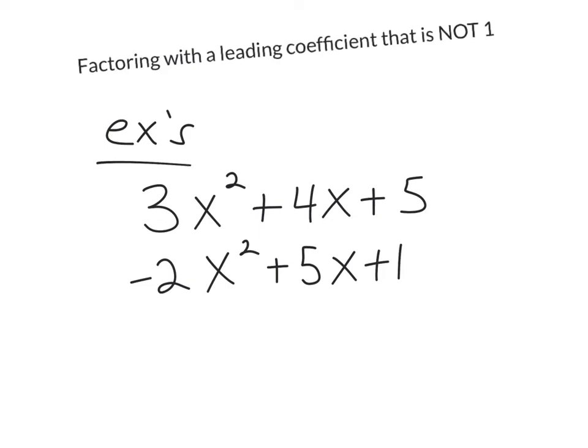Here we're going to talk about factoring quadratics when the lead coefficient is anything other than 1. If we look at these examples here, the lead coefficient, the number right before x squared, in this case is 3. In the second example, the lead coefficient, the number before x squared, is negative 2. That's what we're going to attack today: how do we factor these types of situations?